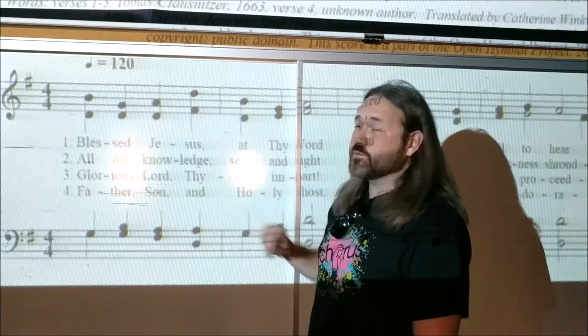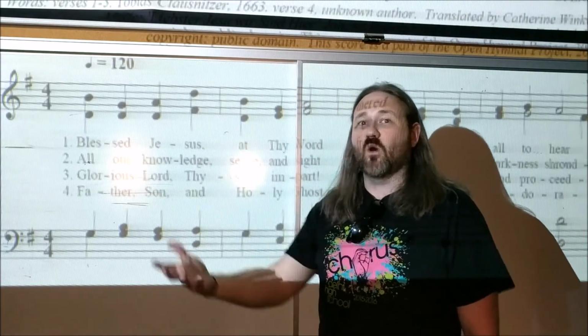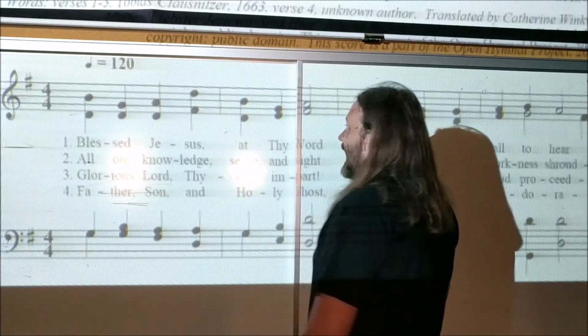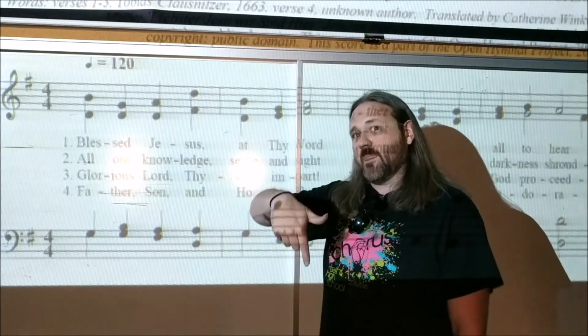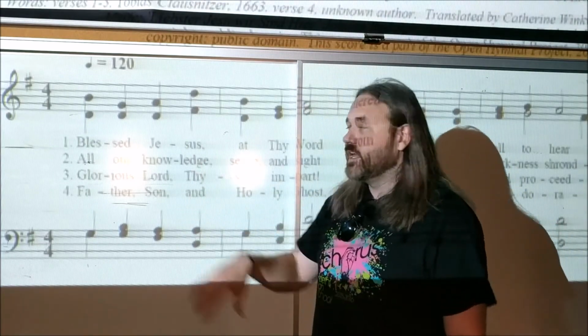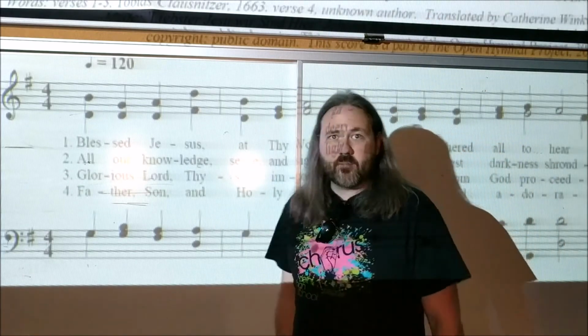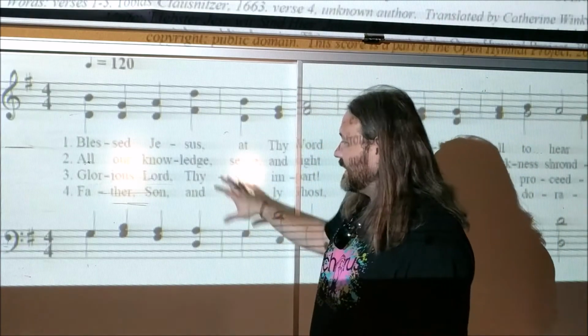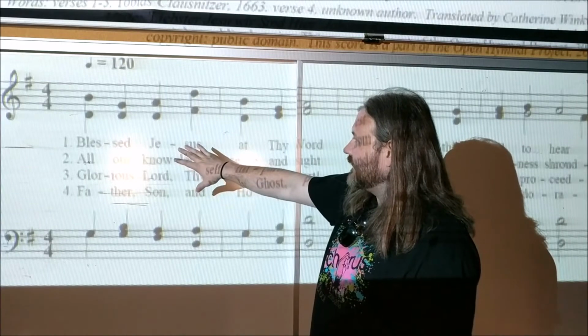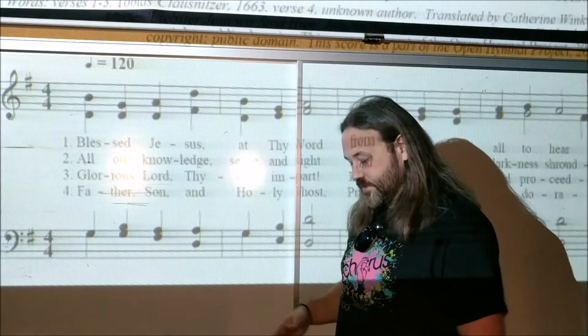So what we're going to do is a harmonic analysis. We're going to do a Roman numeral analysis of this. And this is something that you can repeat on the example down below, or finish if you want. This is the very first one, Blessed Jesus at Thy Word. That's the name of this hymn. And at the end of that, you'll have an idea of what chords go where.